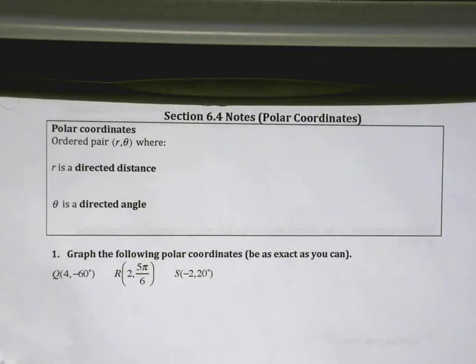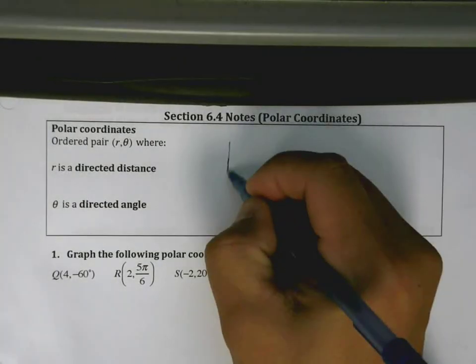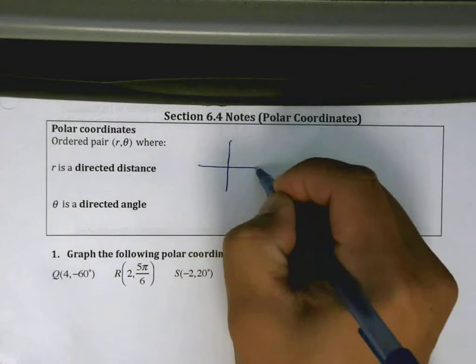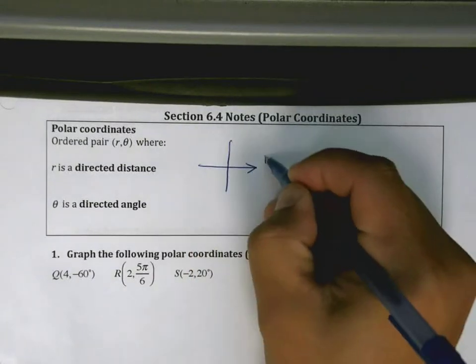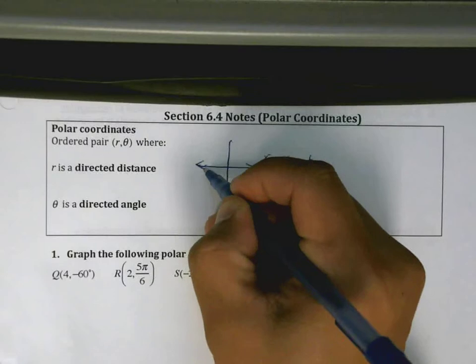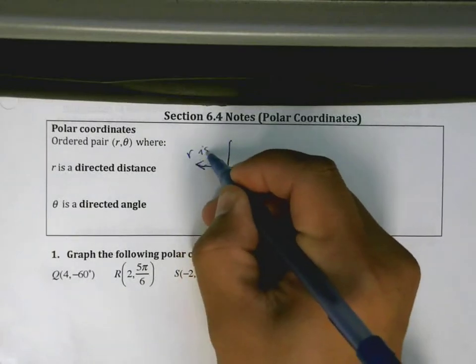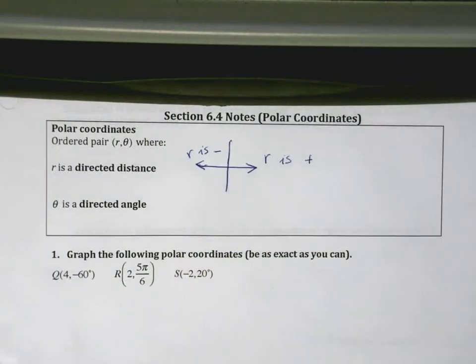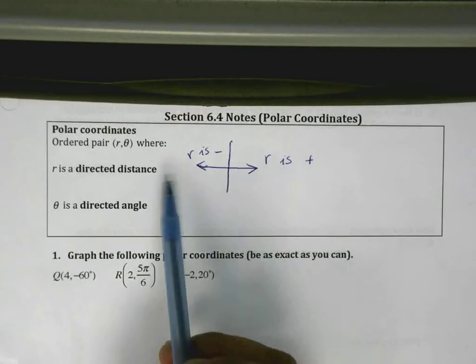So a polar coordinate is an ordered pair r, theta, where r is a directed distance. That means if we go to the right, then r is positive, and if we go to the left, then r is negative. These are the only two options we have: either go to the right or go to the left. There is no going up or down.